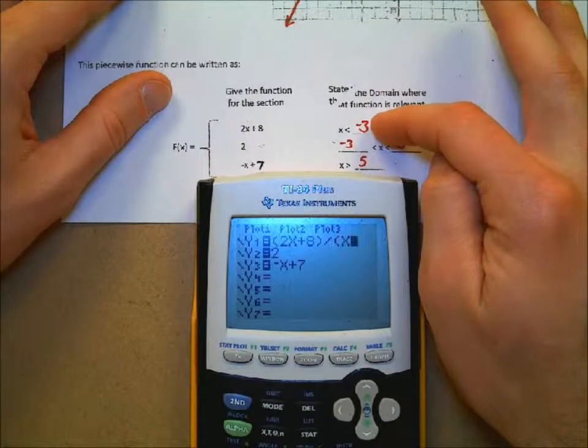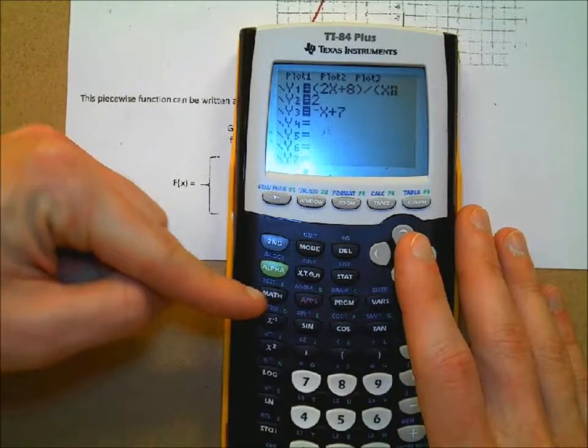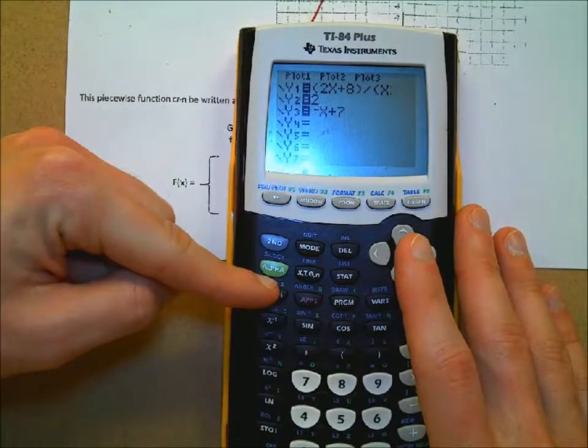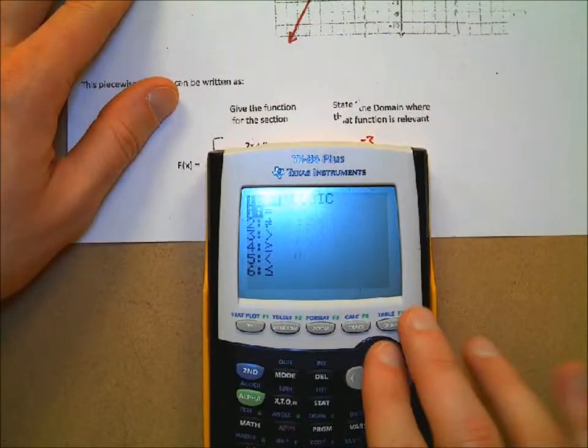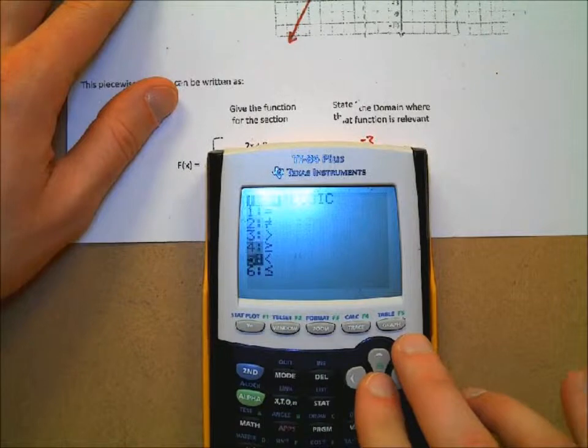So we need to type in a less than. To get to less than, you're going to press second math, and that takes you to the test menu. And look, there are all your inequality symbols. Okay, we want less than, so go down to number 5.